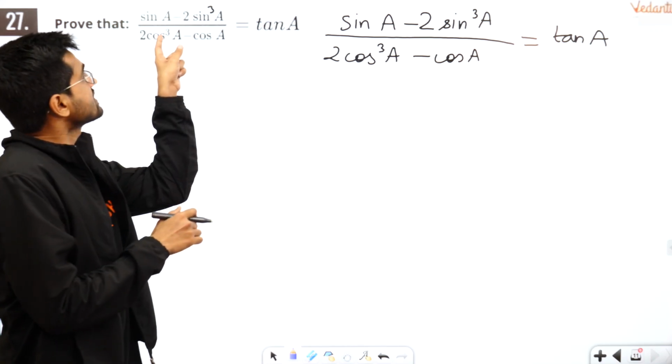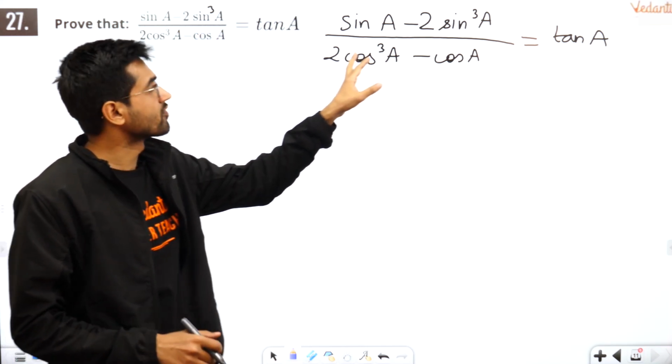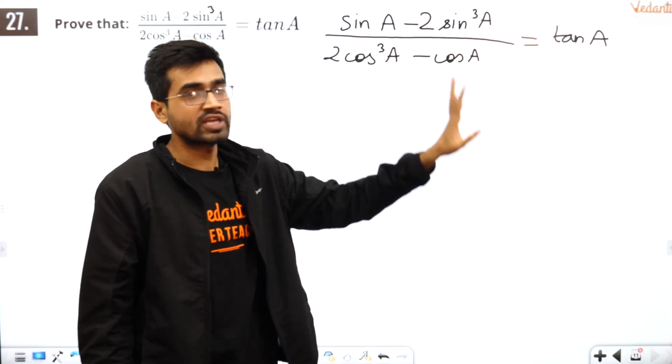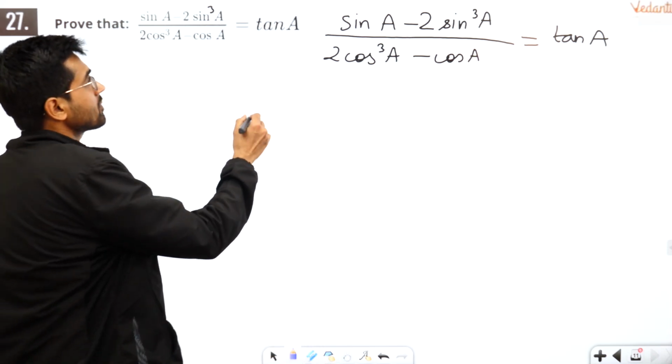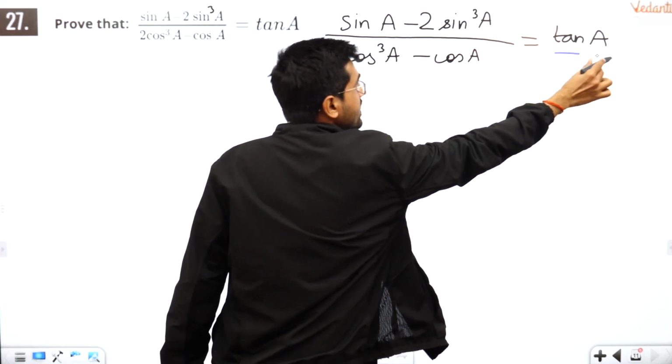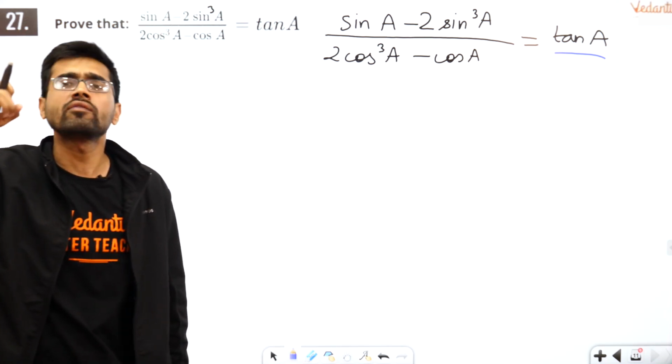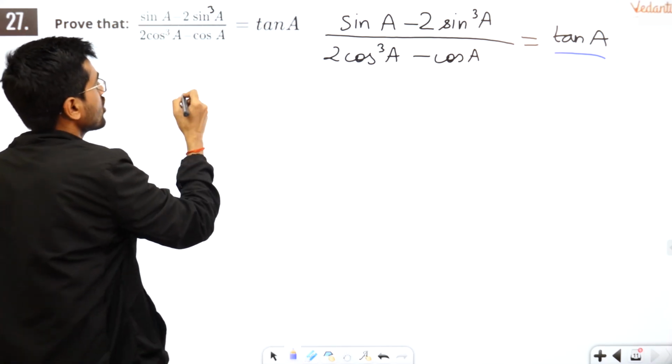So the question was like this: (sin A minus 2 sin cube A) by (2 cos cube A minus cos A) equals tan A. I've written it for you. First step is just see what they have to prove. Tan A. So directly it comes to our mind, if I have sin A by cos A, I will have tan A. So I will take out sin A common.